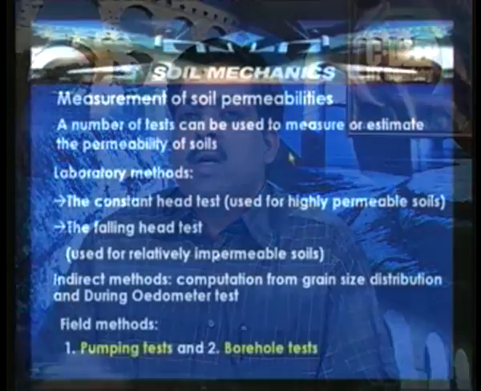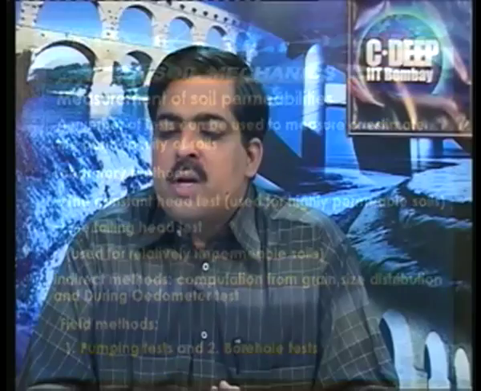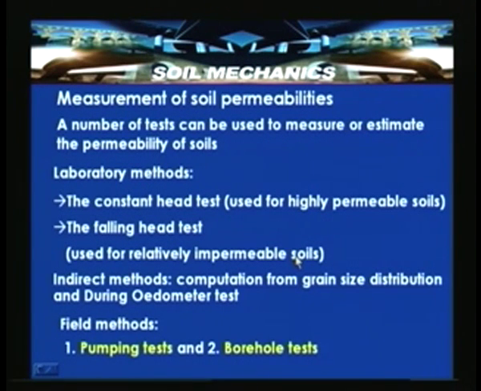So, let us look into the methods for measuring the permeability. We have discussed that a number of tests can be used to measure or estimate the permeability. Laboratory methods, basically the two methods which are popular: one is the constant head test, which is basically used for highly permeable soils, and the other method is called the falling head test, which is basically used for relatively impermeable soils, meant for clay soils or silty clay or silt and clay mixtures.